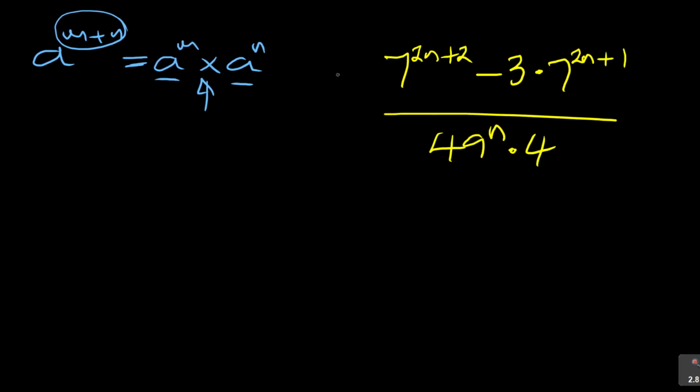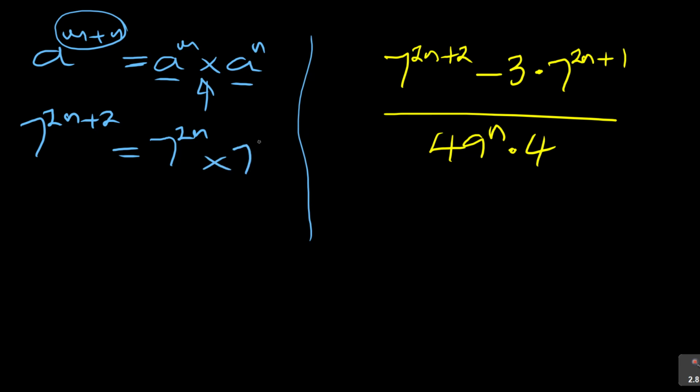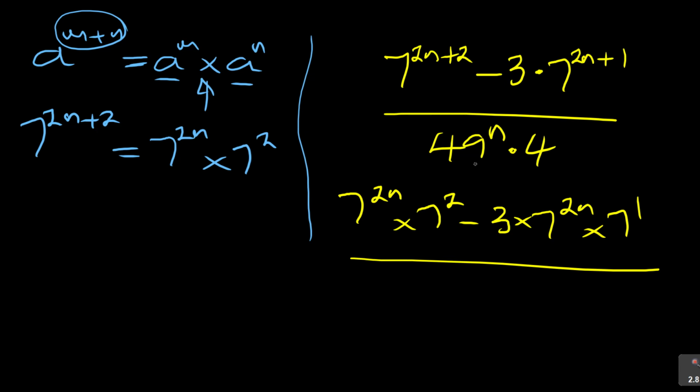So I'm going to use the same rule here, whereby that 7, for example, if you say 7 to the n plus 2, what will it become? It will become 7 to the exponent n times 7 to the exponent 2. You see what I'm trying to arrive at? So that's what I'm going to do on each and every one there. It's 7 to the n times 7 to the power 2 minus 3 dot 7 to the n times 7 to the power 1 over, you know what 49 is. 49 is 7 squared, so it's 7 to the power of 2.